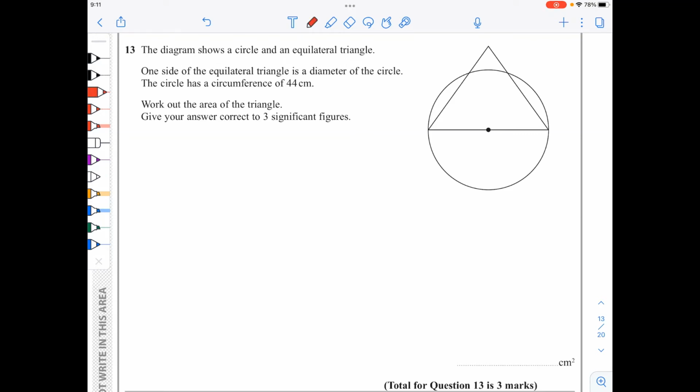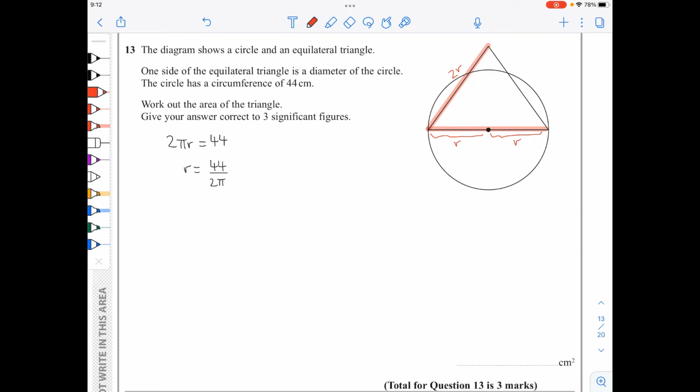So this is the radius here. This is r, so this is also r. Because this is an equilateral triangle, this means that all sides are equal in length. So this will also be 2r. We know that the circumference of the circle is given by 2 pi r. 2 pi r is 44. So r is 44 over 2 pi.